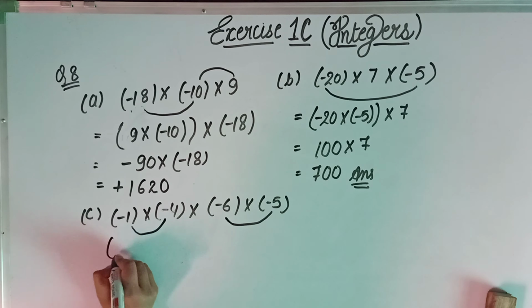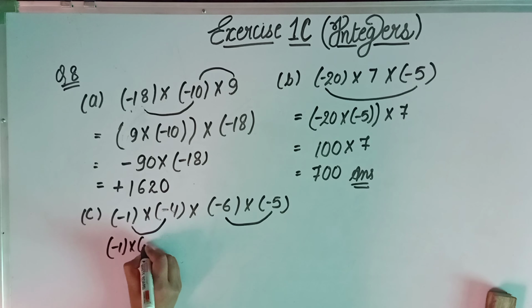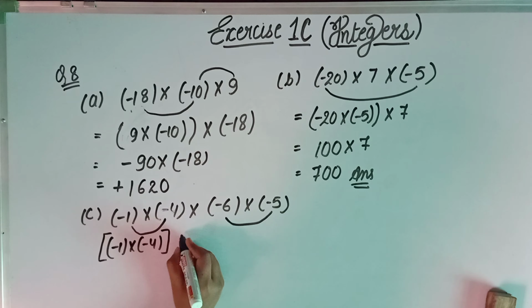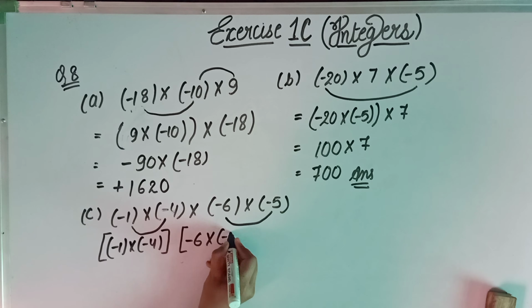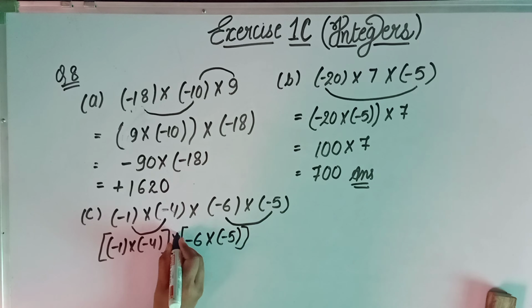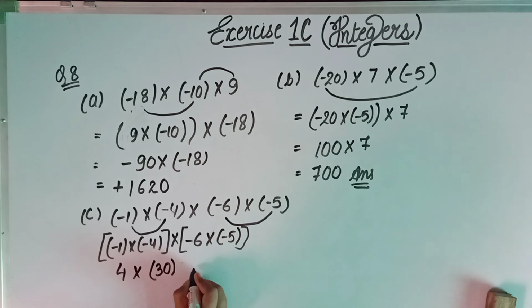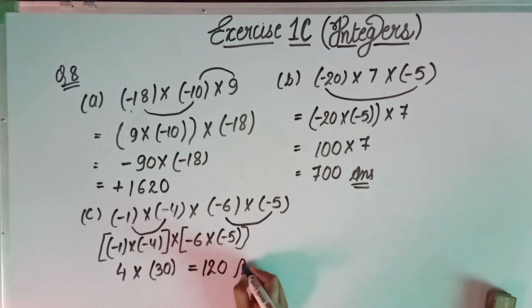Okay, so minus 1 multiplied by minus 4 is in one group, whereas in the other group we can say minus 6 multiplied by minus 5. Okay, and it is in multiplication. So minus minus plus, 4 fives are 20, 6 fives are 30, and it is in plus, and 4 threes are 12. So here what we have is 120 as the answer. So 120 is our answer.